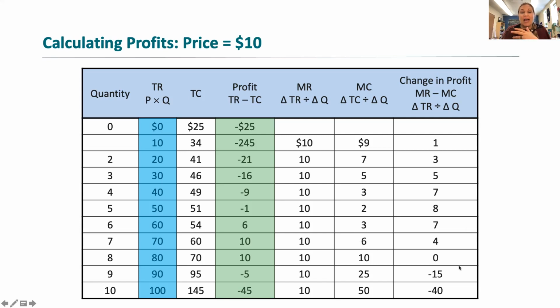Finally, we can look at our change in profit or our marginal profit. This is going to be the difference between our marginal revenue and our marginal costs. This column on the far right is measuring how much profit is earned on each additional unit.